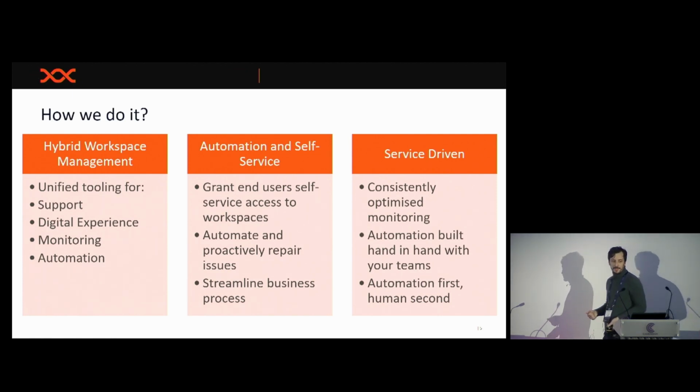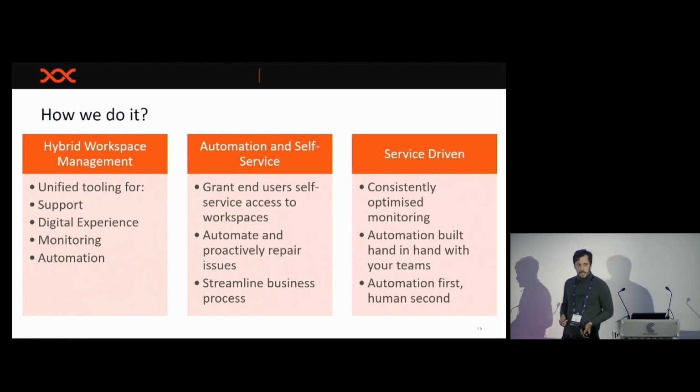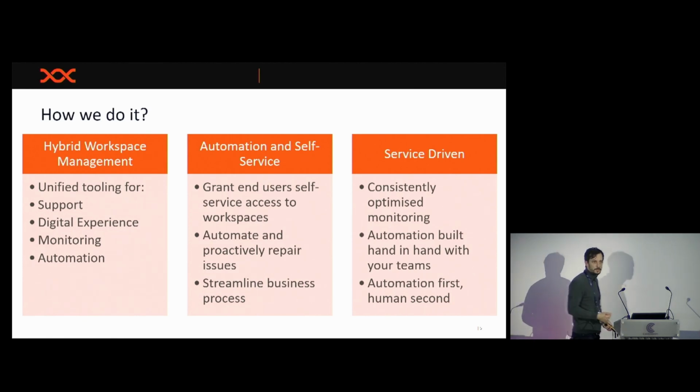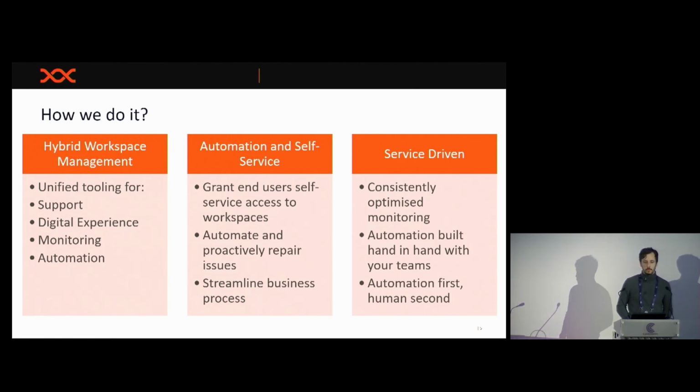We're also looking at building things hand in hand with your teams in a manner that we call automation first and human second. Can we automate it? Yes. If it's not in our tools, talk to us. We'll help you build it.